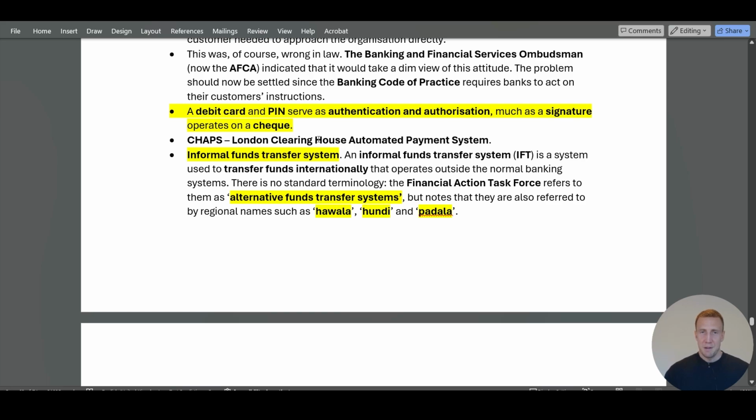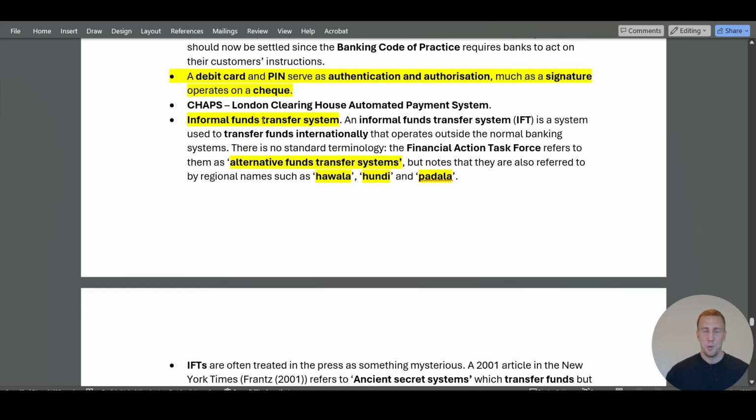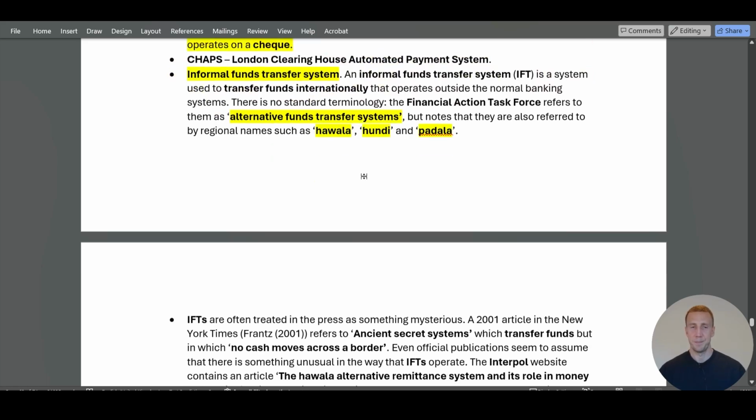CHAPS stands for London Clearing House Automated Payment System. It's another huge clearinghouse. Informal funds transfer system: an informal funds transfer system is a system used to transfer funds internationally that operates outside the normal banking systems. You guys might want to take note of this. It's quite interesting. There is no standard terminology. The Financial Action Task Force refers to them as alternative funds transfer systems, but notes that they are also referred to by regional names such as Hawala, Hundi, and Paydala.